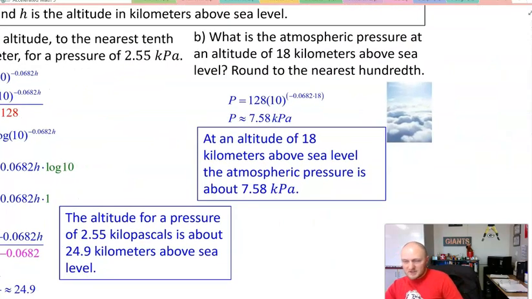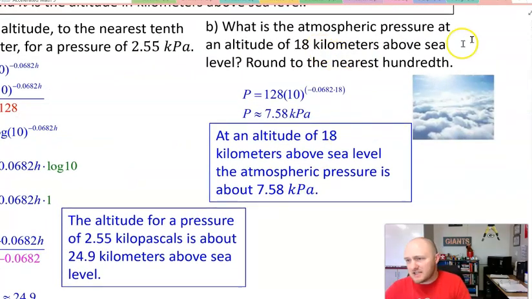And then B, what is the atmospheric pressure at an altitude of 18 kilometers? Well, hey, all you do is plug in 18. Compute, you should have gotten 7.58 kilopascals. Did you write the sentence? Did you include units? Sweet.